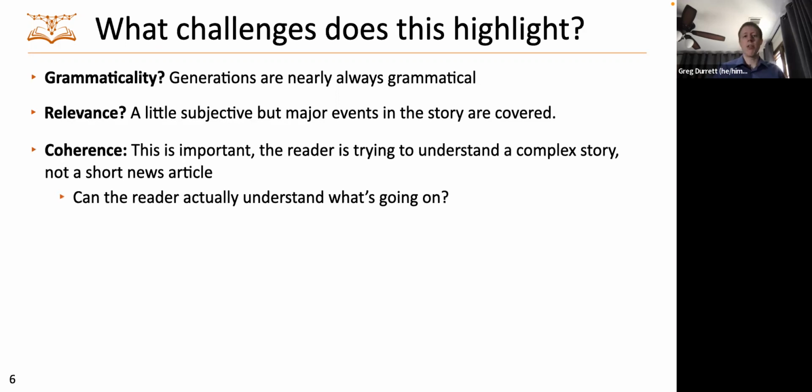All right, so coherence, however, is one of the big things that we're going to touch on. And the reason it's really important is because unlike a short news article where you can get away with dumping a bunch of facts and bullet points at people and they basically get the idea of what happened, that's not true here. We need to actually weave things together into a narrative that tells a story. And that's the only way that the reader is going to understand what's going on.